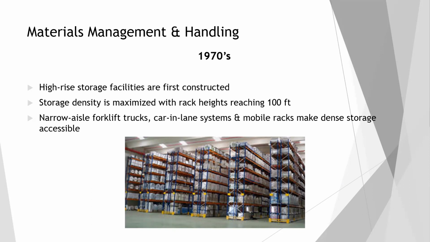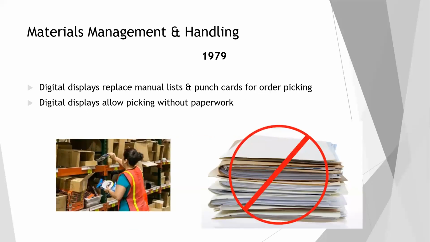So because they had these high-rise storage facilities, they started using equipment like narrow aisle forklift trucks, car and lane systems, and mobile racks to make this really dense storage more accessible. And we're going to talk more about what these types of things are later in this section.